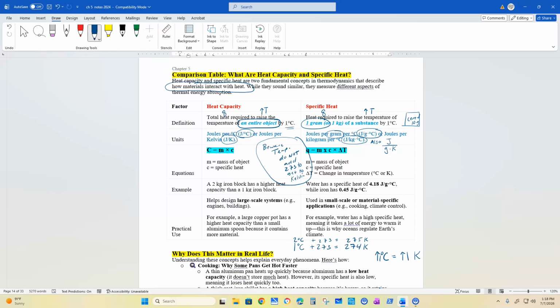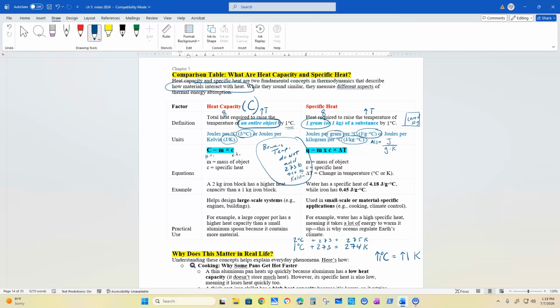The equations: heat capacity is big C. You take the mass times something called specific heat. Notice that heat capacity is big C, specific heat is little c. I would have called it little s if I was coming up with this, but I'm not the famous scientist that did it. So be very careful with this capital C versus lowercase c. So this is heat capacity and this is specific heat.